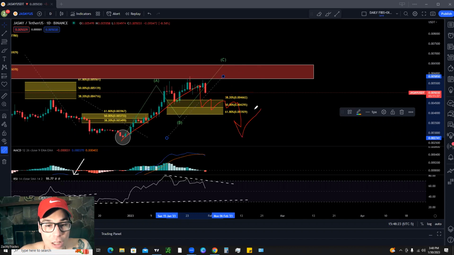Now, what are some of the warning signs that we're looking at suggesting that we could be getting a possible pullback?